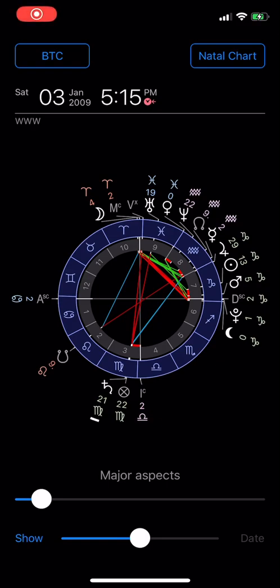So today we're going to be looking at the astrology of Bitcoin, and we're looking at the chart of block 0, the Genesis block. That's the time that I use in order to generate a chart. And the location says www, so World Wide Web. And I just put 0 degrees north, 0 degrees west because we're going for the center of Earth.